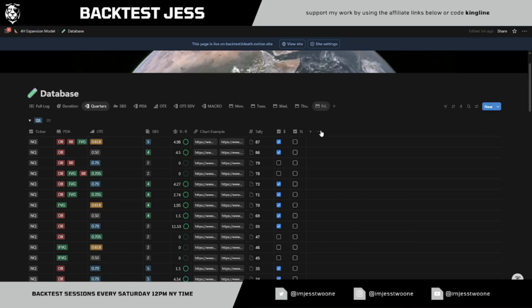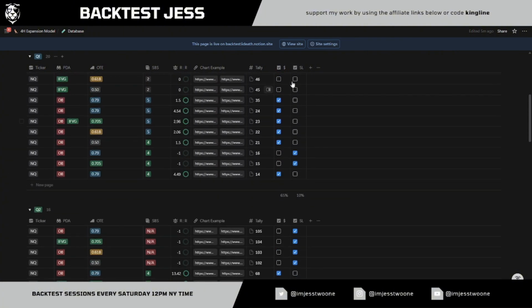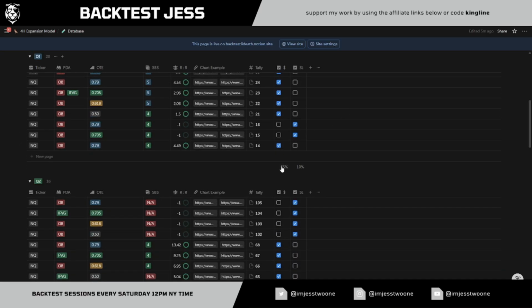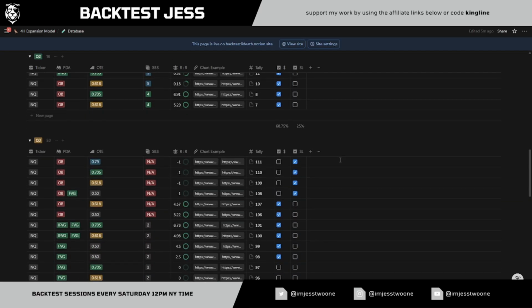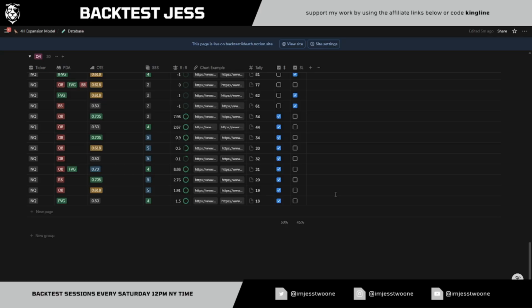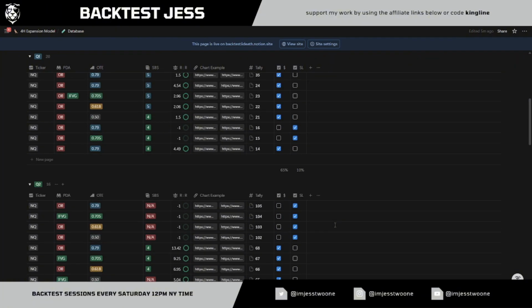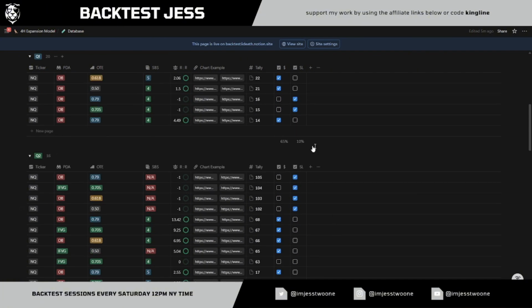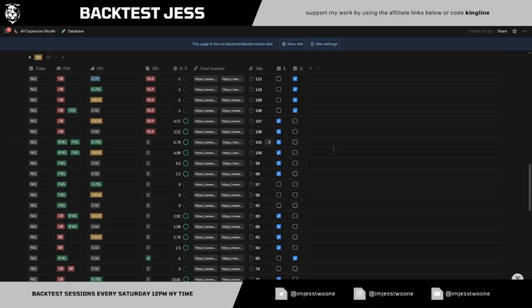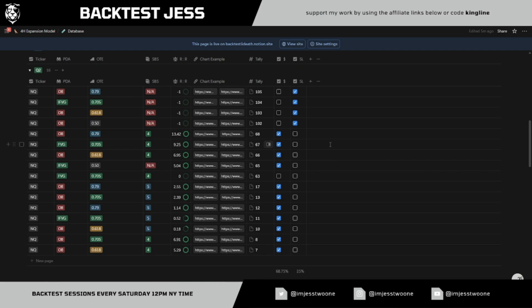All right, now let's go to quarters for the entry. I already have the win rate on there. So Q1 65% win rate, Q2 68% win rate, Q3 64% win rate, and Q4 50% win rate. So with the exception of Q4, all of them are good to enter: Q1, Q2, Q3, with Q2 being the highest win rate.